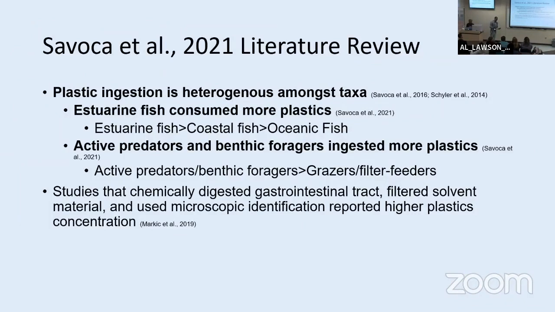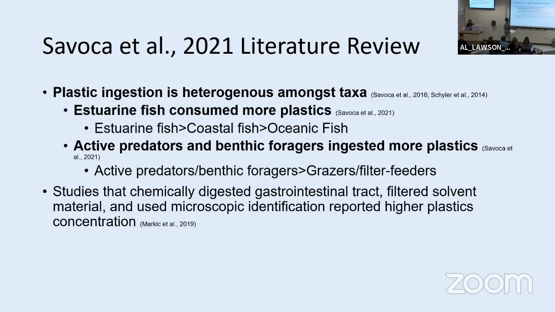So when we compare the results to a recently studied literature review of microplastic in fish, there are a large number of striking similarities. First, plastic ingestion is heterogeneous amongst taxa, and there are differences that you need to decipher in order to determine microplastic ingestion. Estuarine fish consume more plastics, so that supports the statistical significance that we found in our coastal spot versus our offshore spot that we collected in our sample sites. And active predators and benthic foragers ingest more plastics.